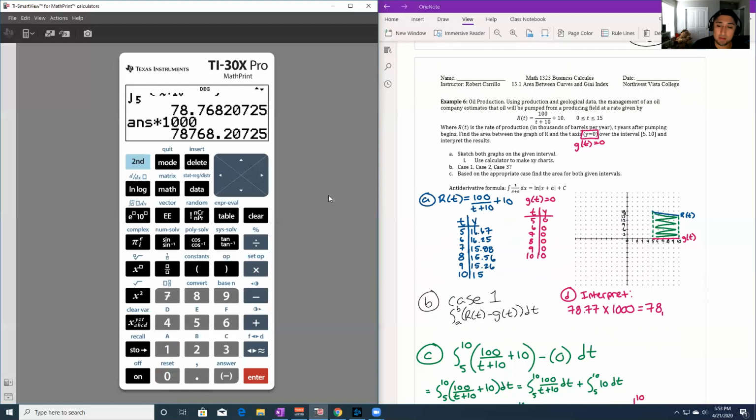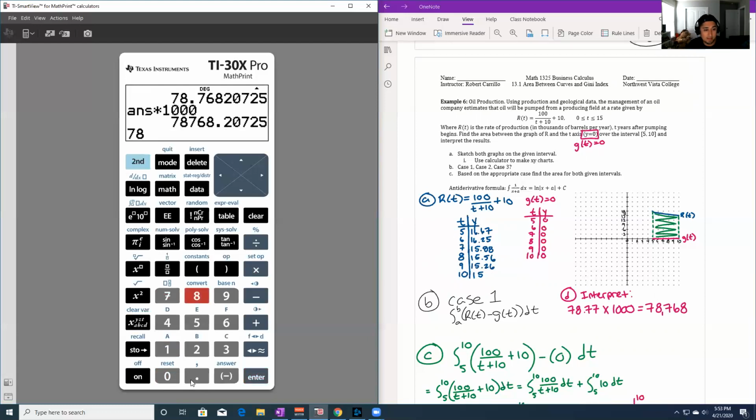78,768.21. Of course, if I rounded, if I did 78.77 times 1,000, we'd have 78,770, right? Okay, so what this means is that between 5 to 10 years, we will create 78,770 barrels of what? Oil.